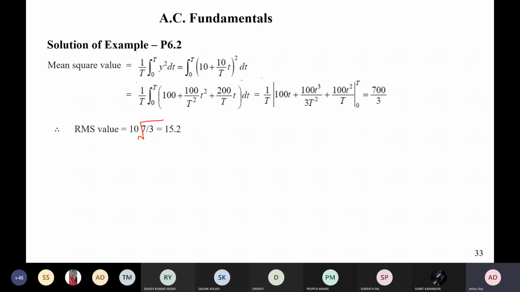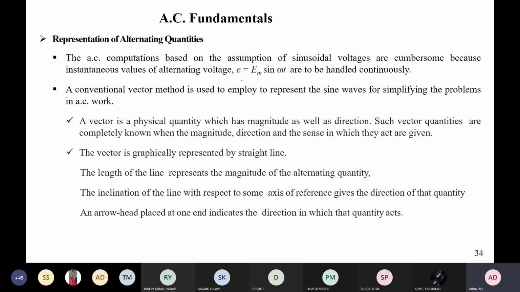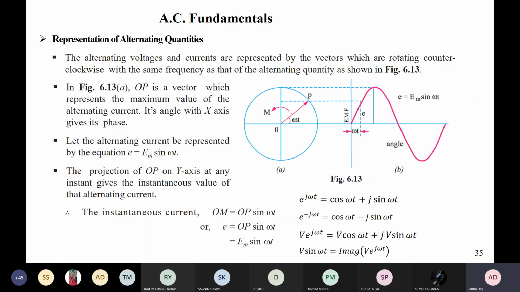Now the representation of an alternating quantity, we represent it by this, which we call a phasor. It has a magnitude, direction, and sense. It is rotating in the counterclockwise direction. If we consider a circle like this, with this radius, this is your maximum value of the current or voltage, whatever it is, which is EM. So OP is equal to EM. Now it is rotating counterclockwise at an angular frequency of omega.